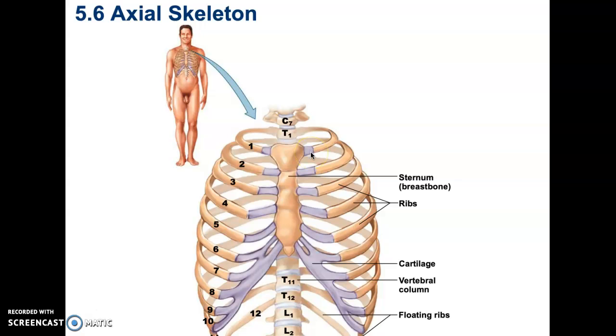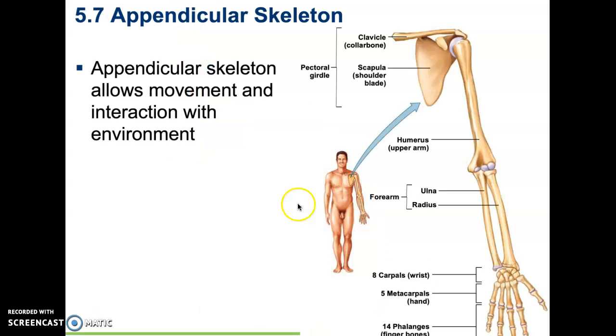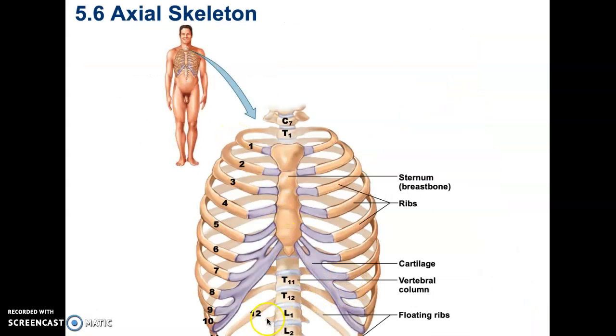The last two pairs don't actually attach to the sternum. These are what we call floating ribs. These two right down here, because they do not actually attach to the sternum by this thick cartilage layer. So those are called our floating ribs.